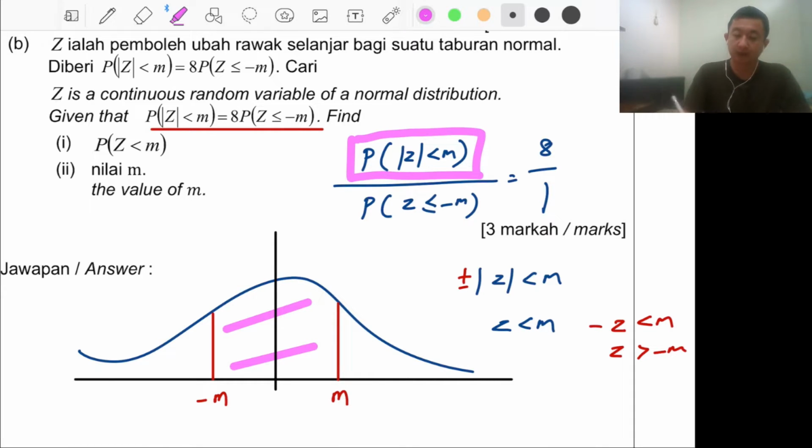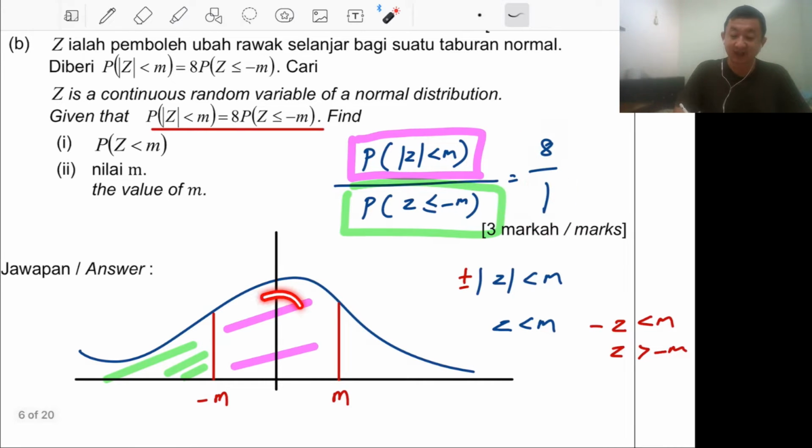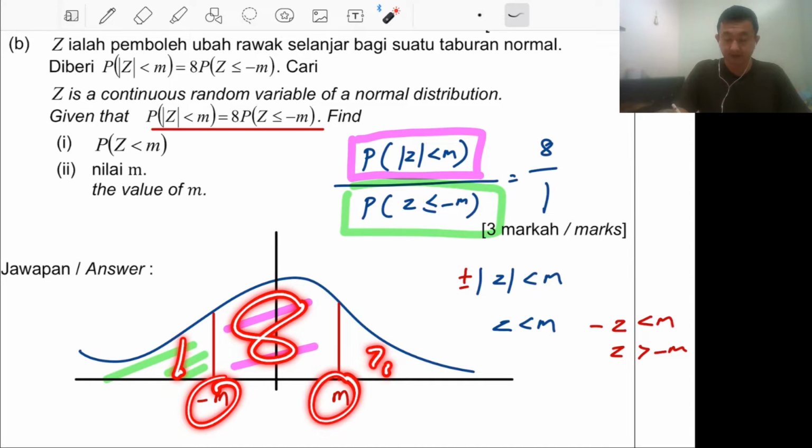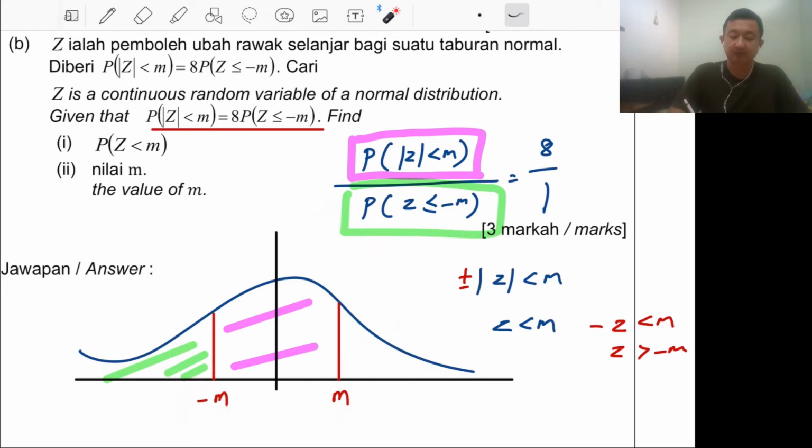Then how about this part? Less than negative m. This is the part, the probability where it's less than negative m. So this is a ratio kind of problem, 8 to 1, meaning this is 8, this is 1. Then how about this? Look at this and look at this. Aren't these two the same area and same probability? So if this is 8 parts and this is 1 part, this should be 1 part as well.